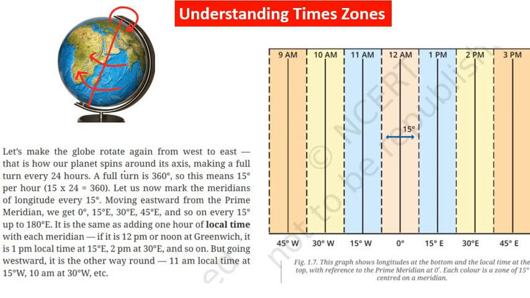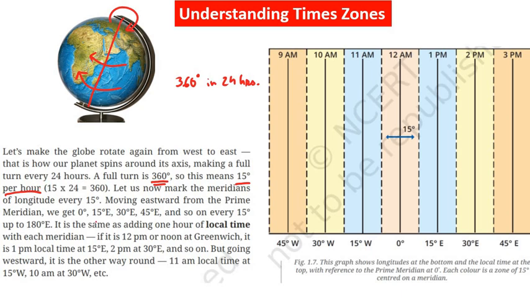So this means a full turn, which is how much? 360 degrees, right? This means 15 degrees per hour. Why? Because a 360 degree turn happens in 24 hours. So how much in 1 hour? 360 divided by 24 comes out to be 15. So 15 degrees per hour rotation.